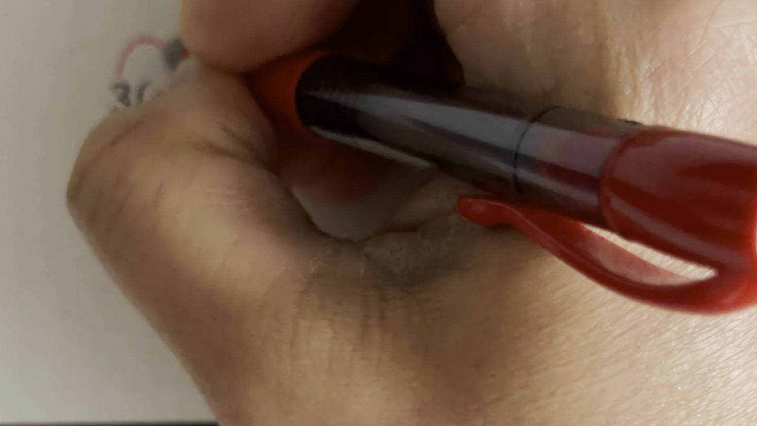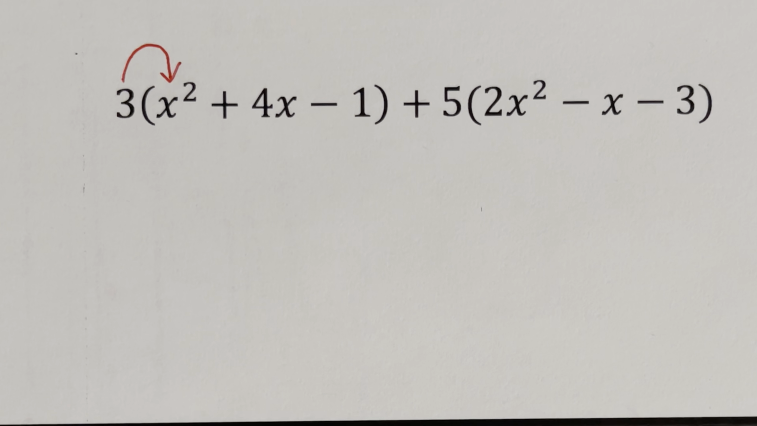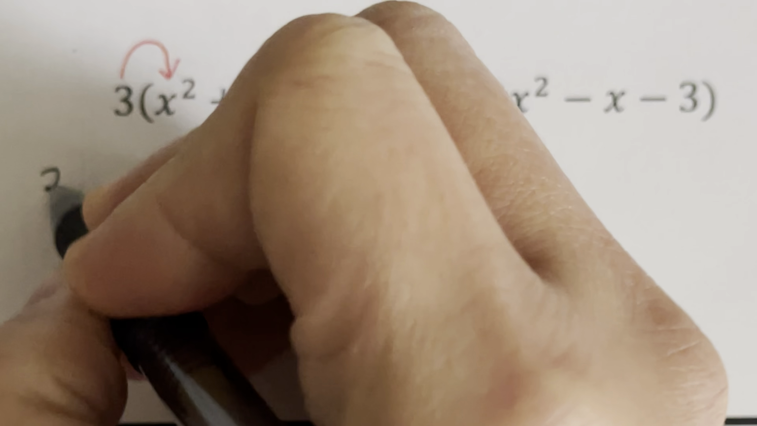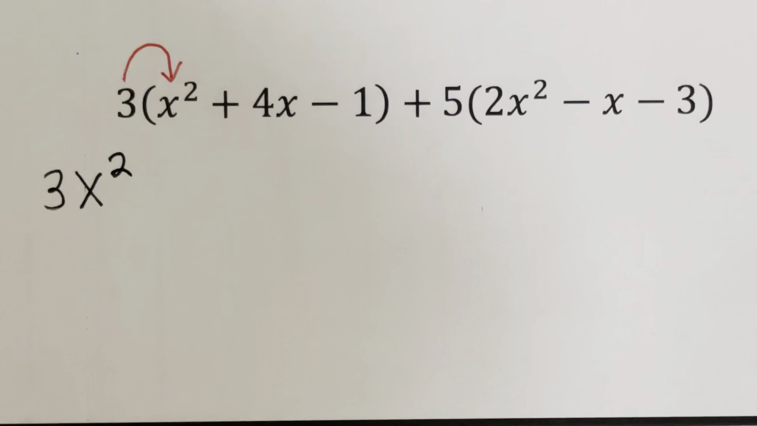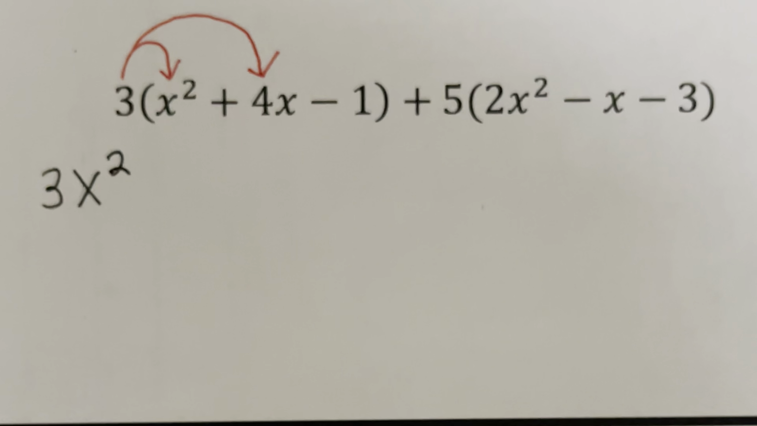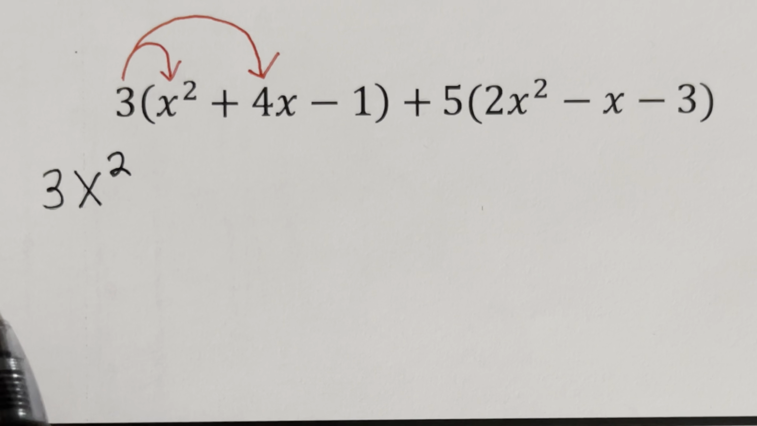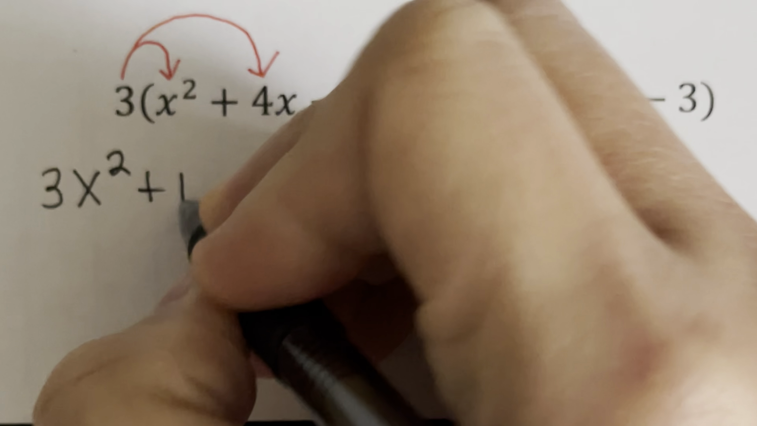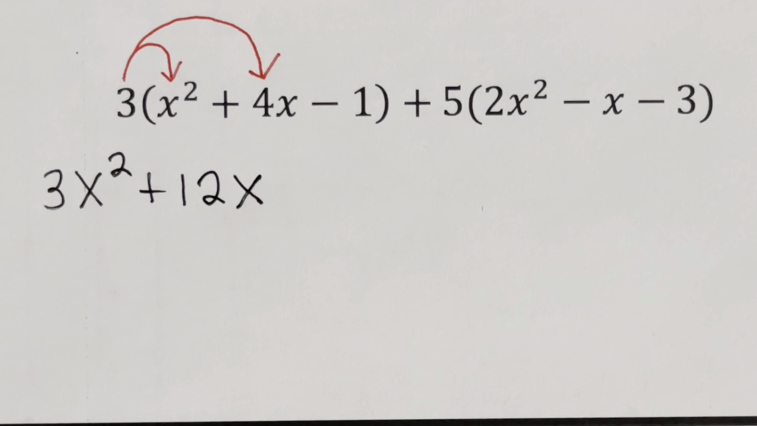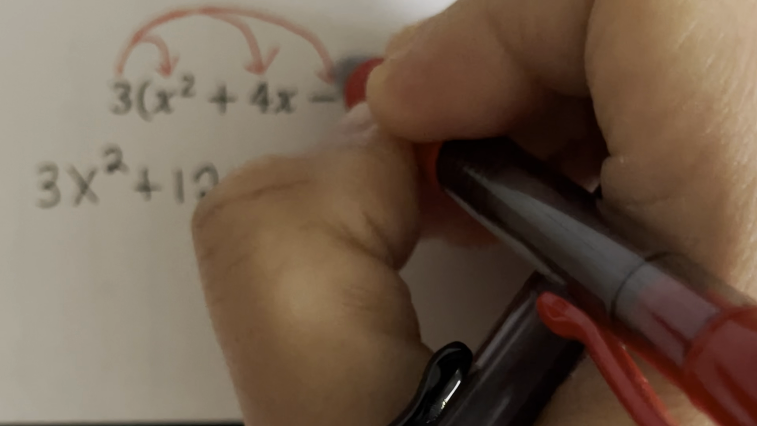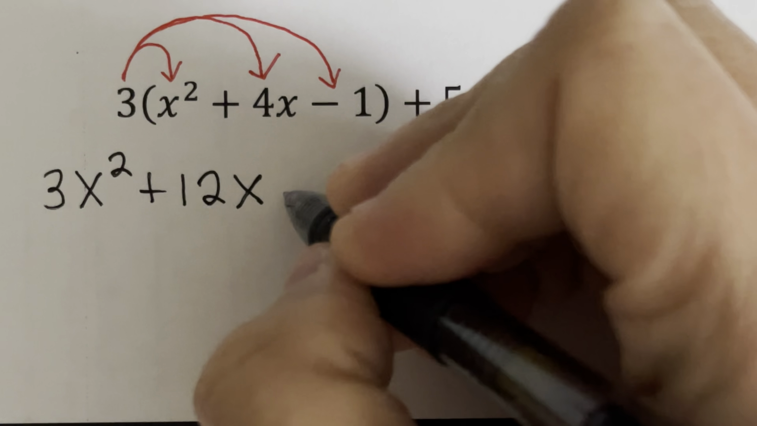So in this case right here, I distribute the 3 to the x squared. So 3 times x squared is 3x squared. So I write that down here. So that's 3x squared. And then I distribute the 3 to the 4x. So 3 times 4x is 12x. So I write plus 12x. And then I'm going to distribute the 3 as well to the -1. So 3 times -1 is -3.